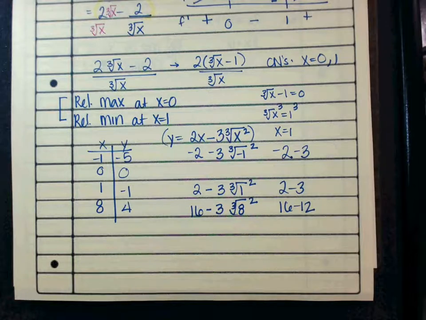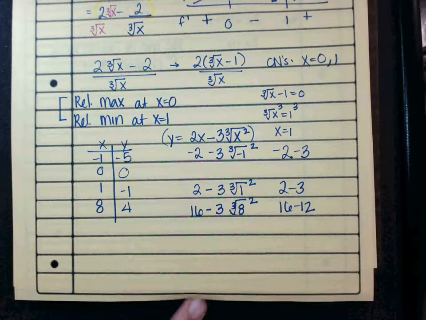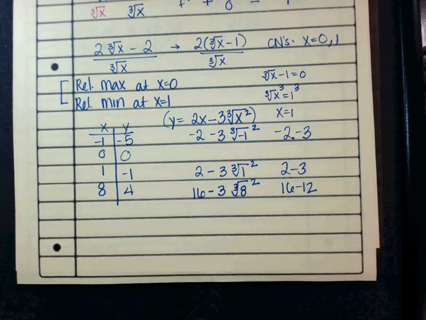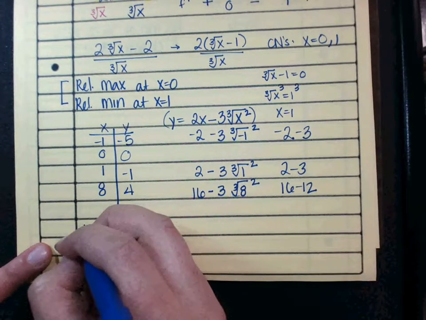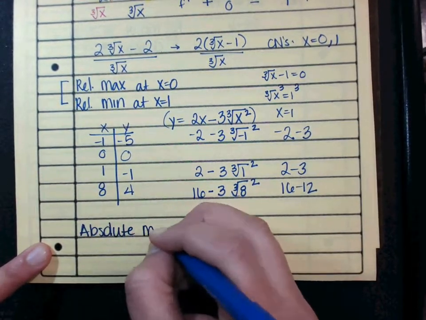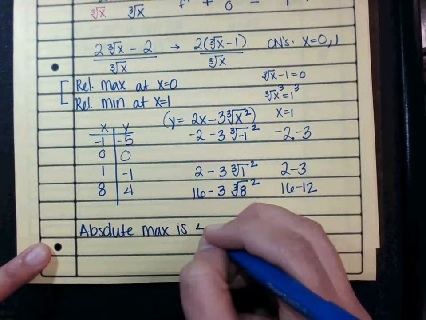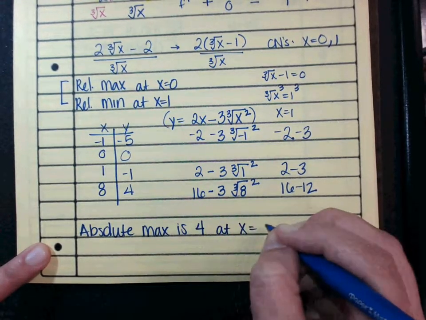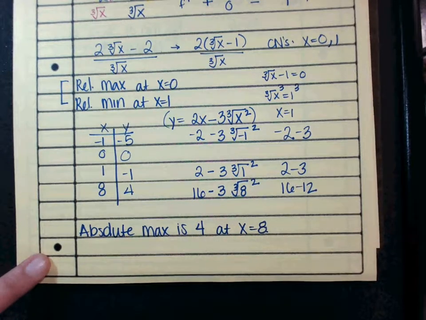What's my absolute max? 4. Where does it happen at? 8. So my absolute max is 4 at x equals 8. What is my absolute min?